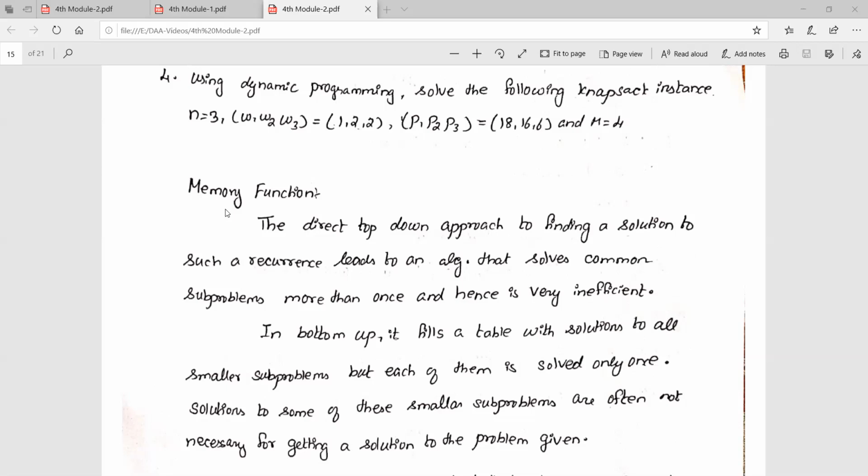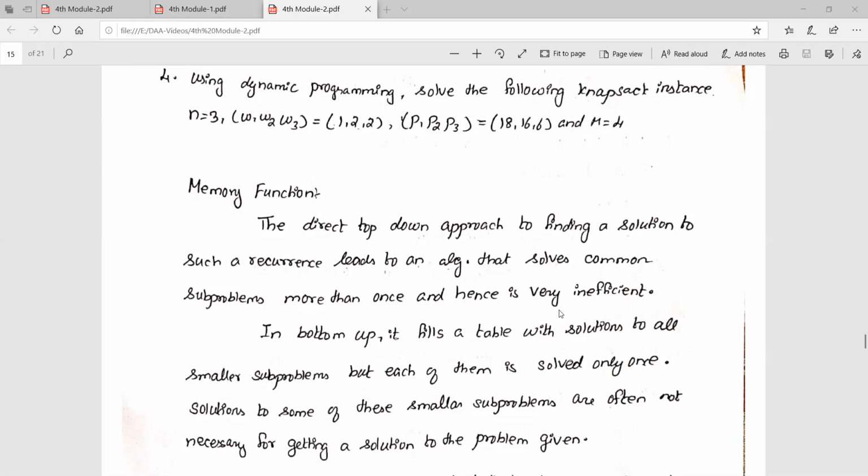But in the previous method, the bottom up approach, once we get the solution for a subproblem, that solution is stored in the table. So next time if the same subproblem occurs, we need not recalculate it, we can just retrieve the value from the table. That way we can reduce the time. The direct top down approach used to find the solution to such a recurrence leads to an algorithm that solves common subproblems more than once. Hence it is not efficient.